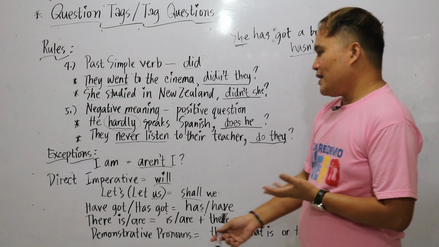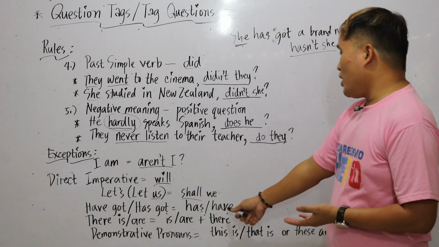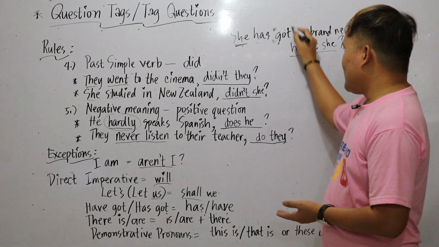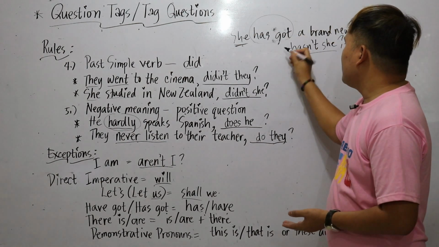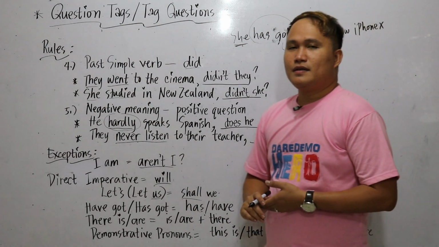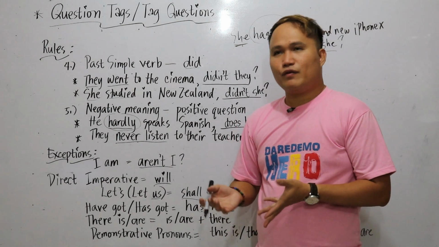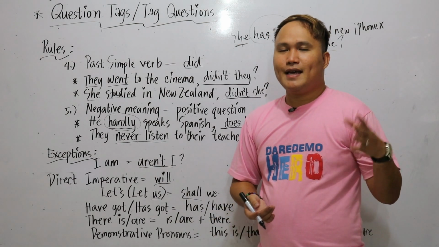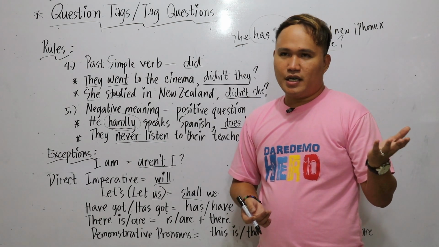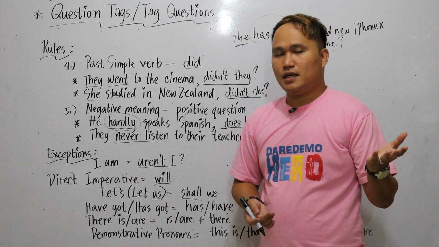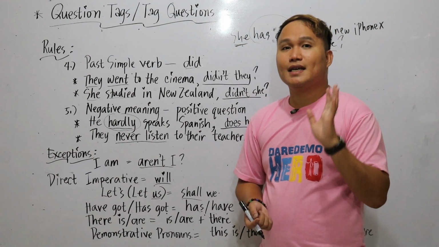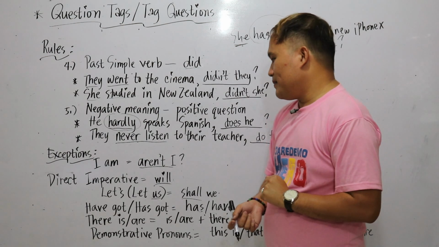So instead of using has got for the question tag, we use has only. We have has got, so we use has. For example, if we use a plural subject, they have got a new house and lot. What should be our tag question? Haven't they? Okay, good job.